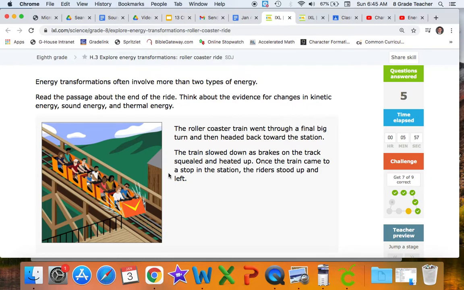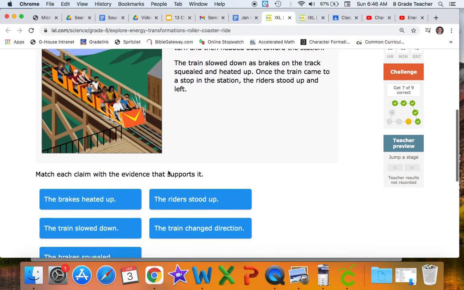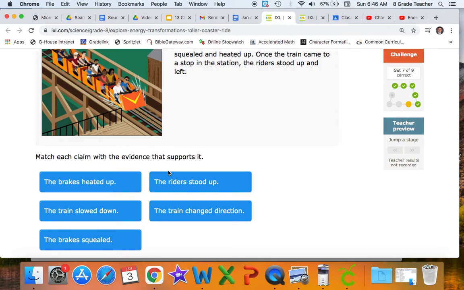Think about the evidence of change in kinetic energy, sound energy, and thermal energy. The roller coaster train went through a final big turn and then headed back towards the station. The train slowed down as brakes on the track squealed and heated up. Once the train came to a stop at the station, the riders stood up and left. Match each claim with the evidence that supports it. The brakes heated up.